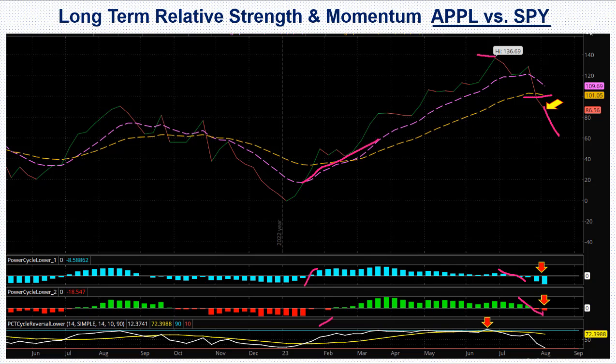These are really helpful to know what the relative strength is of a specific stock to another stock within its sector, or to the sector itself.